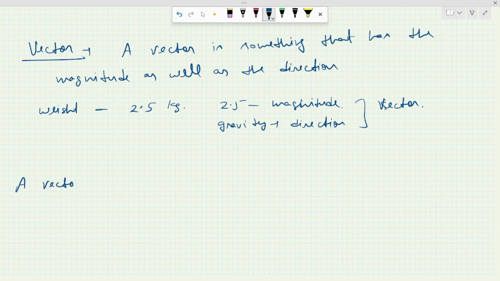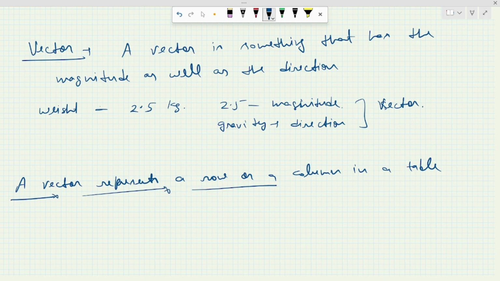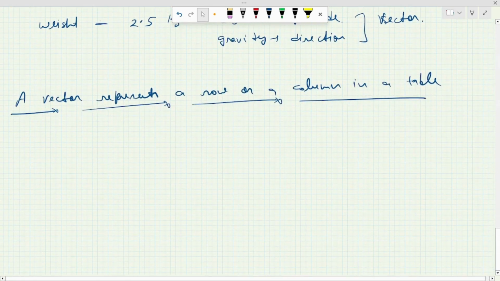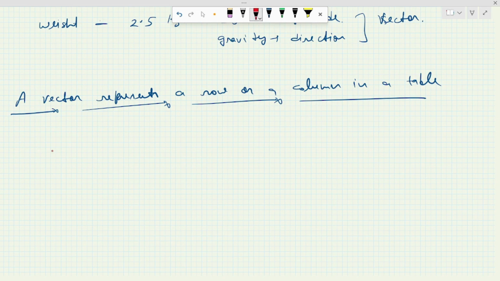A vector represents a row or a column in a table. Let's say I have some tabular data. Let's take an example. I have an age column, I have an income column, I have, let's say, a gender column.